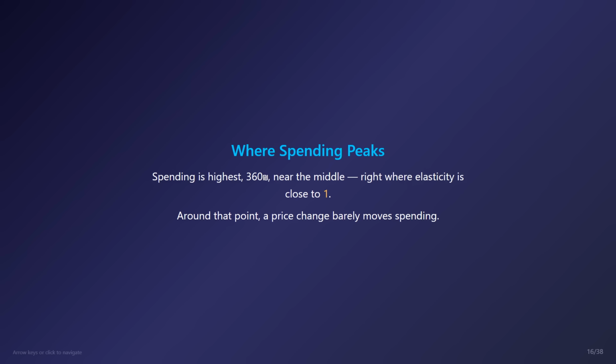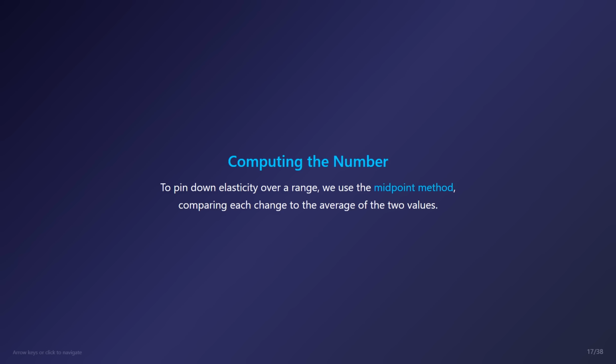And see where spending peaks. The maximum, 360 shekels, sits in the middle, right around where elasticity is close to 1. Near that point, a small change in price barely moves total spending at all. Now, if we do want an actual number for a range, we use the midpoint method. Instead of dividing by the starting value, we divide each change by the average of the two values, so we get the same answer whichever direction we go.